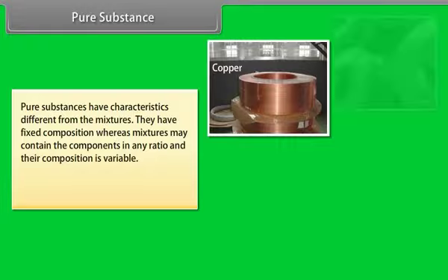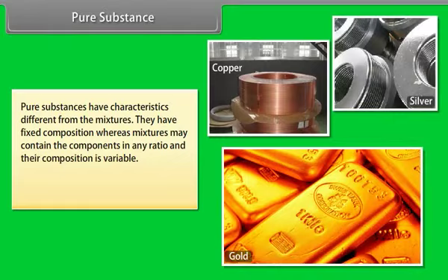Pure substance. Pure substances have characteristics different from the mixtures. They have fixed composition, whereas mixtures may contain the components in any ratio and their composition is variable. Example: copper, silver, gold, water, glucose.